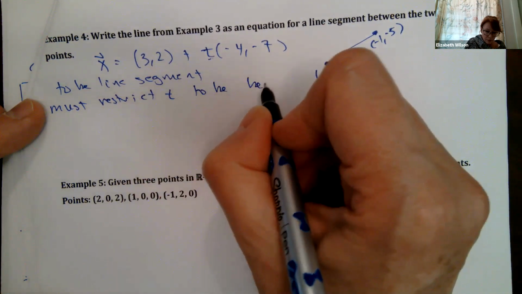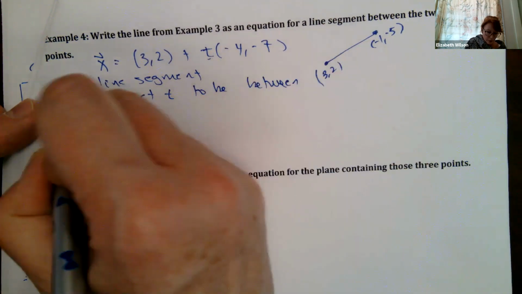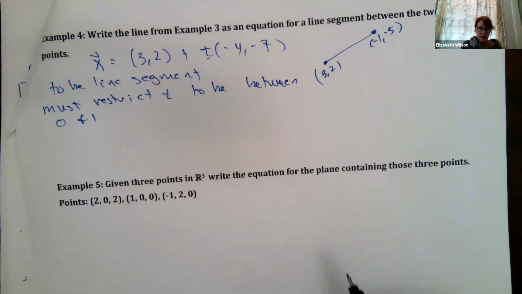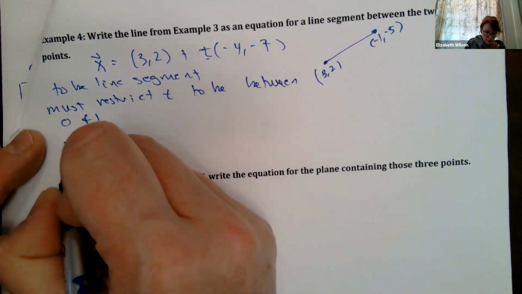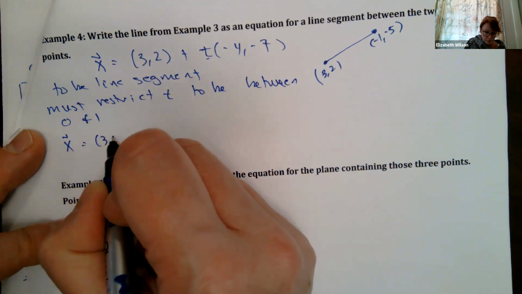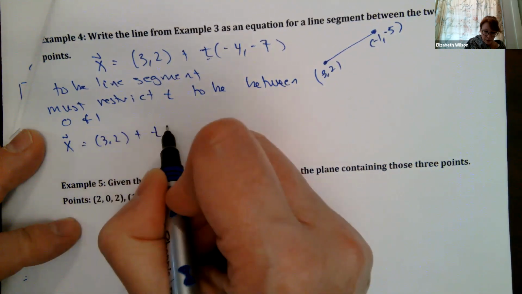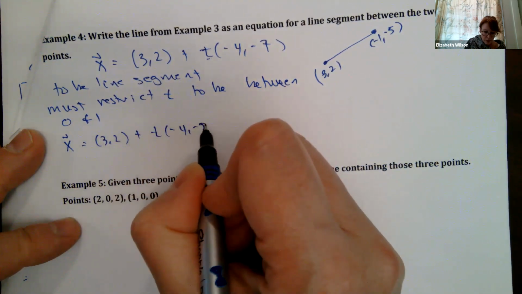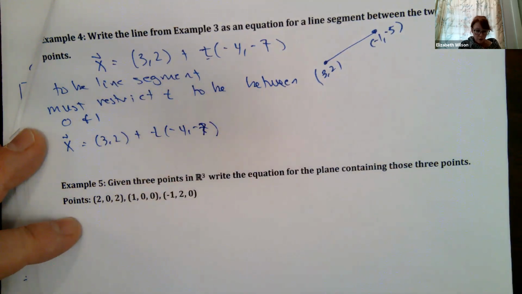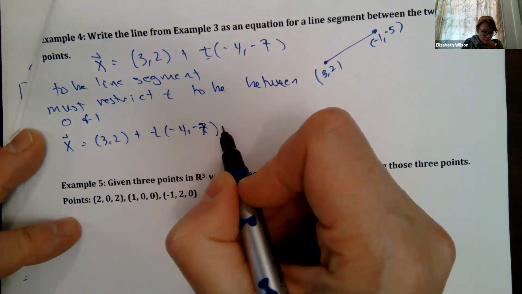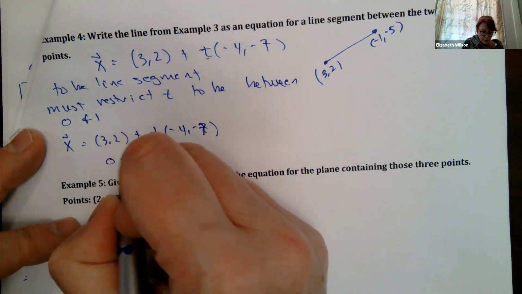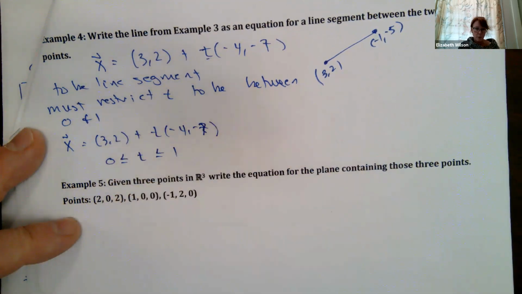be between 0 and 1. So how do we say that to make it a line segment? I write my vector equation plus t, same thing as I would normally. So I do, oops, 7. So I do everything the same as I would otherwise. And now, instead, at the very end, I say 0 is less than or equal to t, which is less than or equal to 1.